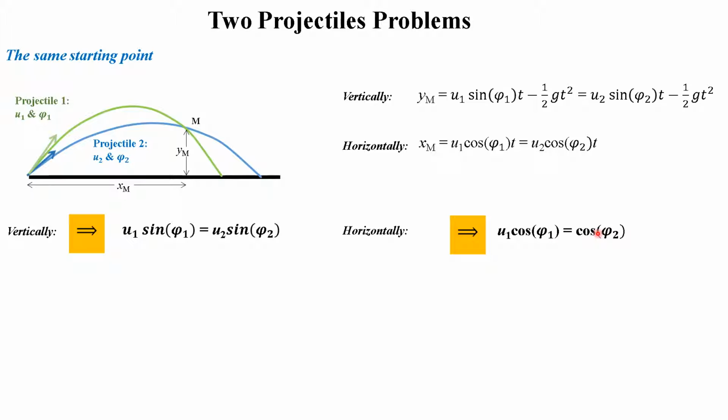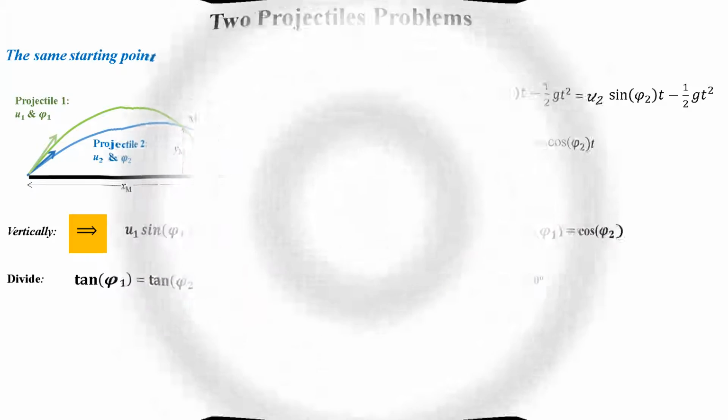And then if we divide the two, we will get tan phi 1 is equal to tan phi 2. But because phi 1 and phi 2 are smaller than 90 degrees, this equation gives us a solution that they are the same. So obviously, if you substitute it back into the original one, then u1 and u2 must also be the same. So it shows that it is not possible for the two projectiles to meet.